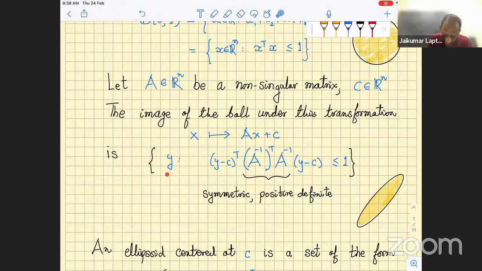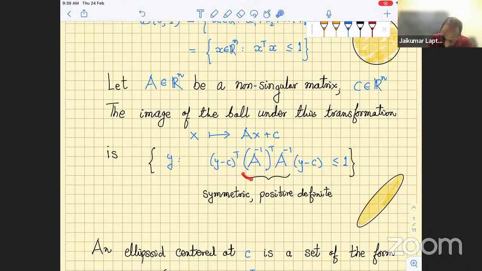So now, if you rewrite this in terms of y, so if x goes to this and we define this to be y, the point in the new space, then you can rewrite x as A inverse (y minus c). So if you substitute that in this equation, you get A inverse (y minus c), and its dot product with itself should be less than or equal to 1. That's what has been written.